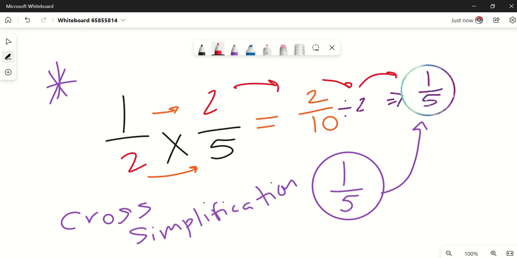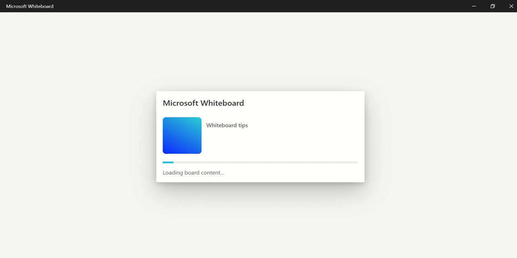But it's something that I want to teach you just so that you have in your toolkit. This is not something that you need to use again. It's just something that is there and will help you, and I'll show you in future lessons when cross simplification will come in and be useful. So let's continue on.